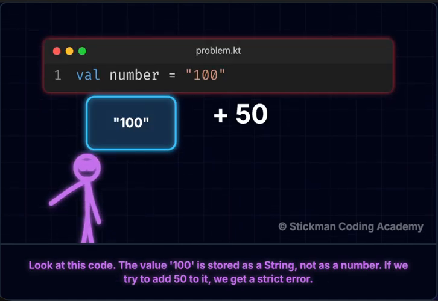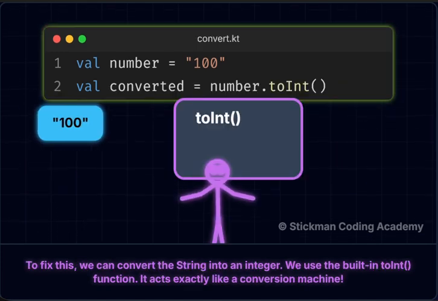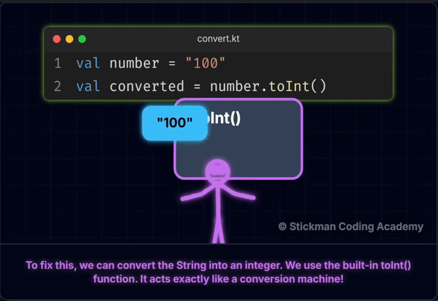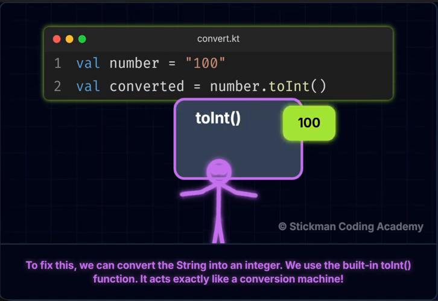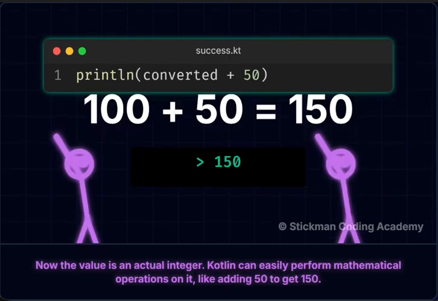Look at this code. The value 100 is stored as a string, not as a number. If we try to add 50 to it, we get a strict error. To fix this, we can convert the string into an integer. We use the built-in toInt function. It acts exactly like a conversion machine. Now the value is an actual integer. Kotlin can easily perform mathematical operations on it, like adding 50 to get 150.